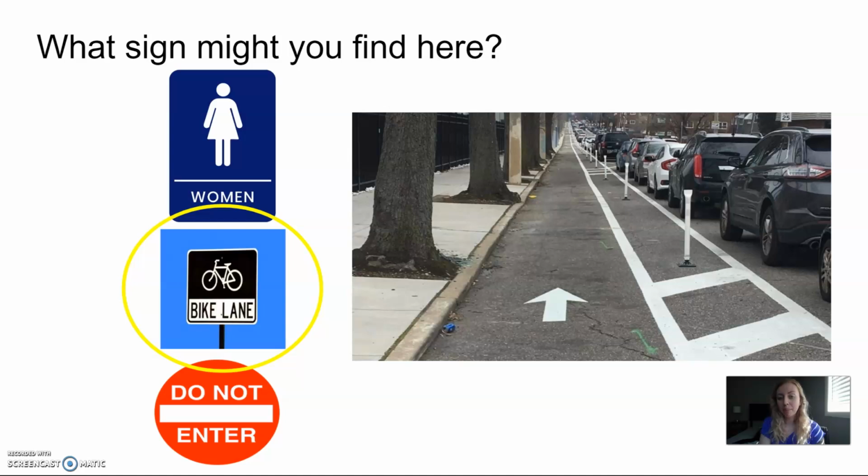If you chose the bike lane sign, you would be correct. So this right here is a bike lane. Only bikes are allowed in this lane. The women's restroom does not make sense. I do not see a restroom in this photo. And the do not enter also does not make sense. So this is a bike lane.